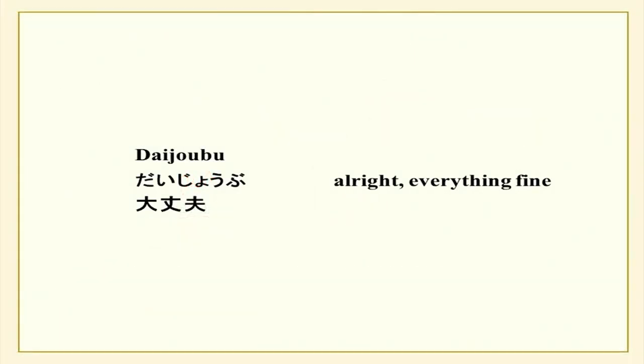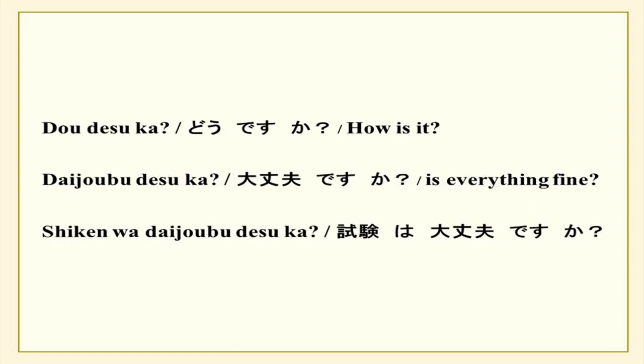Now there was another word which was daijobu. So now what does daijobu mean? Basically daijobu means it's all right, it's okay. Maybe depending on the situation, I am fine. For example, maybe I am doing something and someone can come and ask me, daijobu desu ka? Is everything fine with you? During an exam, the teacher can ask, daijobu desu ka? Are you fine with the paper? Shiken wa daijobu desu ka? Is the test all right? So you can see it is used in various situations.